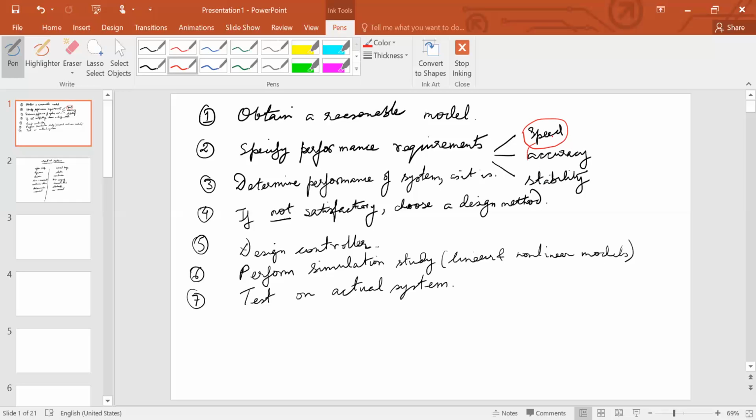Then there is accuracy, which basically means how well the system is able to track a certain desired performance parameter. Suppose you want the temperature to be maintained at 25 degrees, and one system maintains the temperature at 24 degrees and another maintains it at 24.9 degrees. Then you say that the second system is obviously more accurate. And the third factor is that of stability.